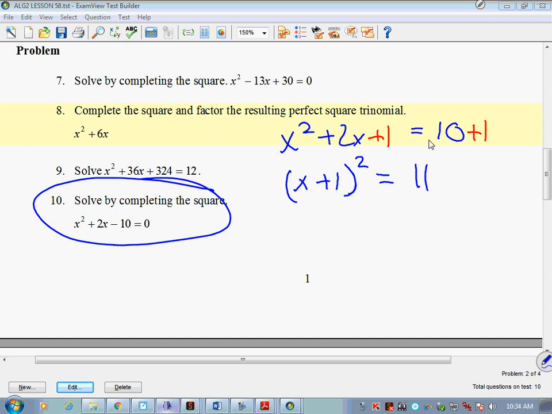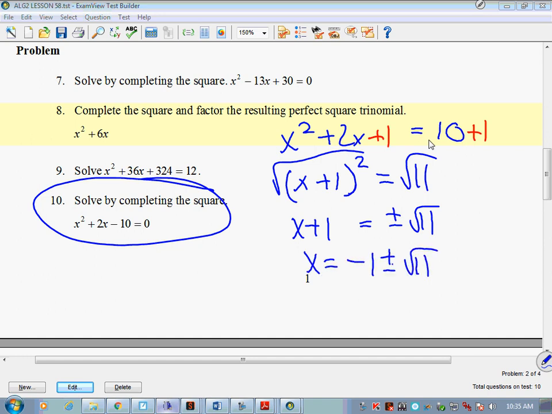Now we're going to do what to both sides? Square root. Is it just the square root of 11? Equals plus or minus the square root of 11. We can't simplify that. What do I need to do with the 1? Subtract it. X equals negative 1 plus or minus the square root of 11. And that is the answer.